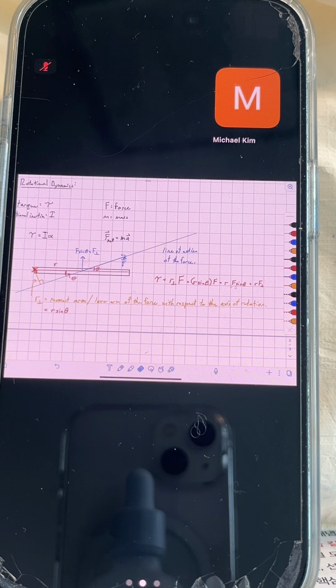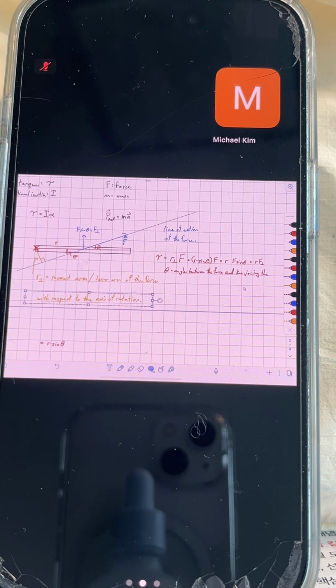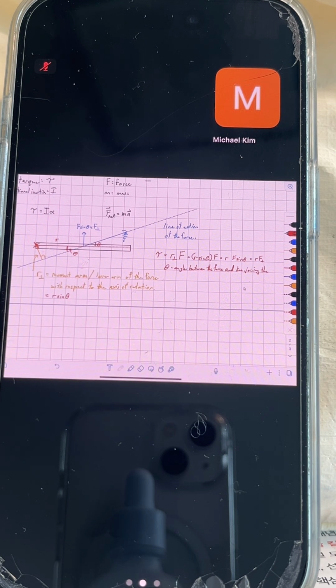We did say that you do want to be careful and remember here, of course, that our theta, right here, this is the angle between the force and the line joining the axis of rotation and the point where the force is applied. Okay.